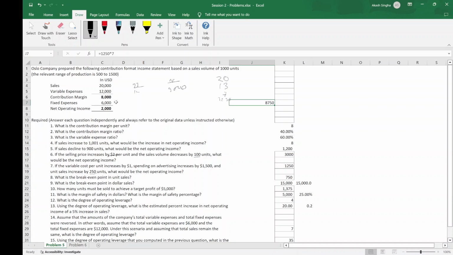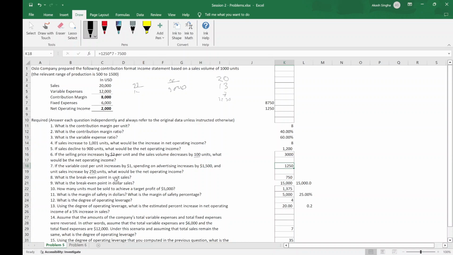And now the fixed expense was 6,000 and with that 1,500 is increased, so 7,500. So total net income will be 6,000 plus 1,500, 7,500. We have to deduct, so 1250. So yeah, this is the answer.